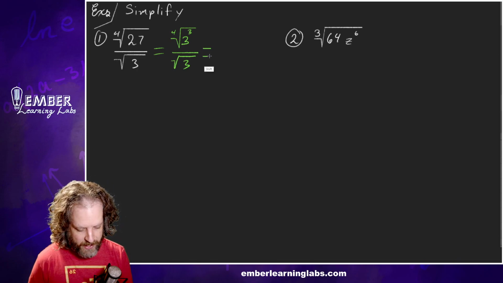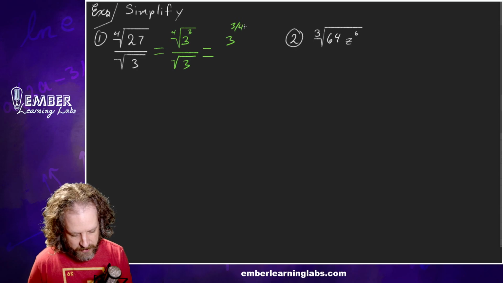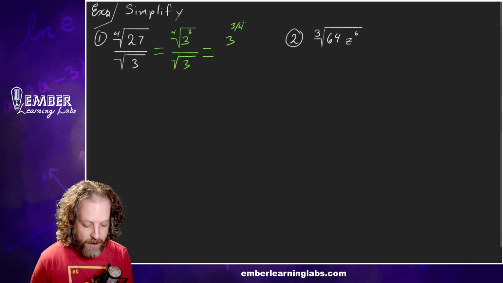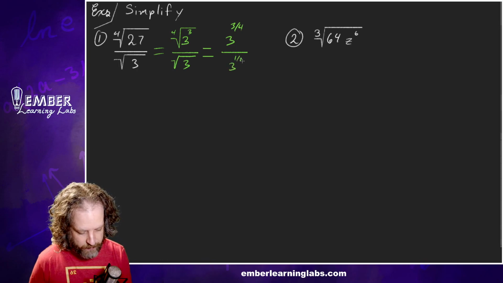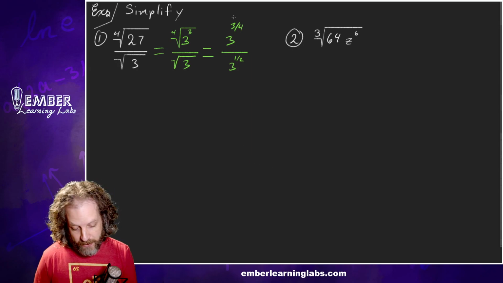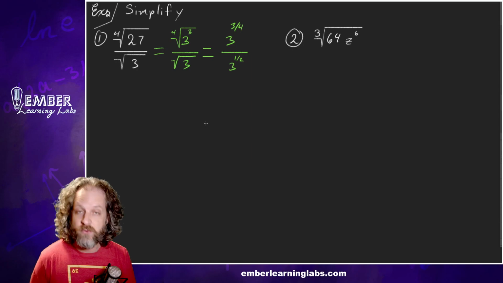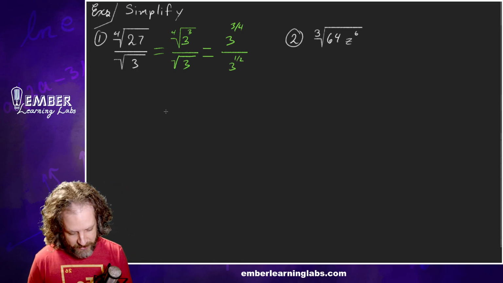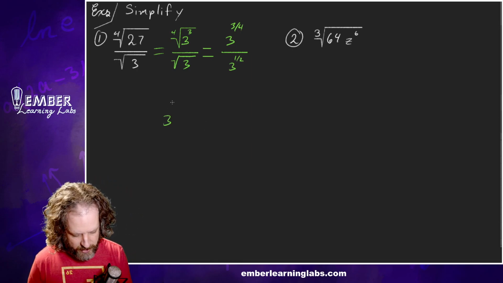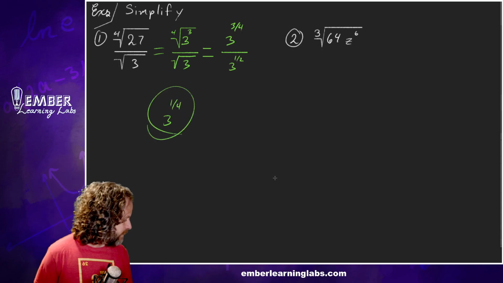So let's do that. Let's turn this into 3 to the 3/4, right? The root goes in the denominator of that fraction, and the power goes in the numerator, over 3 to the 1/2. Remember, for radicals, if it's nothing there, it's a 2, right? So now we just need to do 3/4 minus 1/2. 3/4 minus 1/2 is 1/4. So this turns into 3 to the 1/4. So we could circle that and move on.